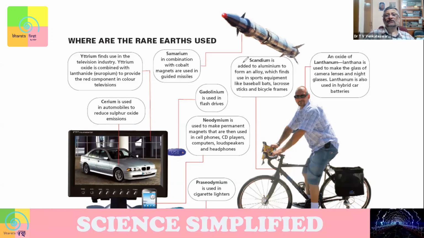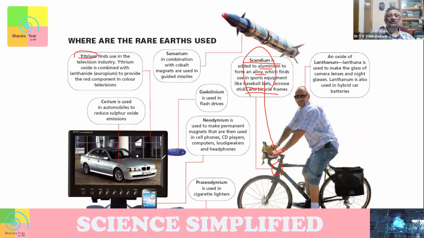For example, scandium is added to aluminium to form an alloy. This is used in, for example, baseball bats and bicycle frames. If you want a very sturdy bicycle frame, this alloy gives strength. Similarly, yttrium is one of the rare earth elements, and it is combined with europium, which provides the color components in color television.